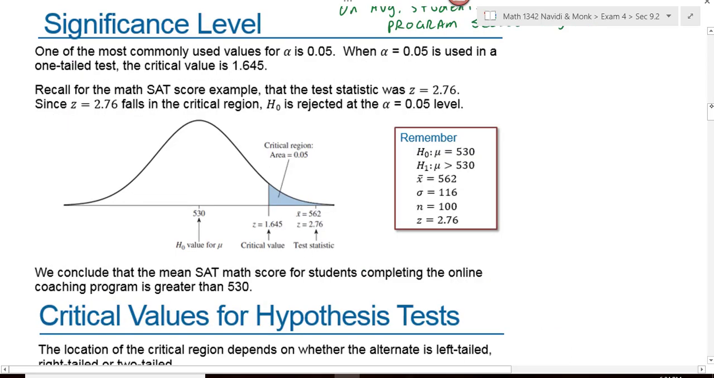One of the most commonly used values for alpha is 0.05. Alpha, remember, is our significance level. When alpha is equal to 0.05 is used in a one-tailed test, the critical value will always be 1.645. It'll be positive 1.645 if it's a right-tailed test. It'll be negative 1.645 if you're looking at a left-tailed test and you have a normal distribution. If you're using some other significance level, all you've got to do is use inverse norm on your calculator to find what that critical value is.